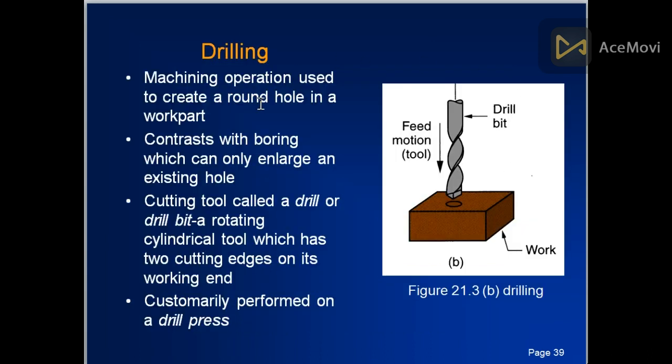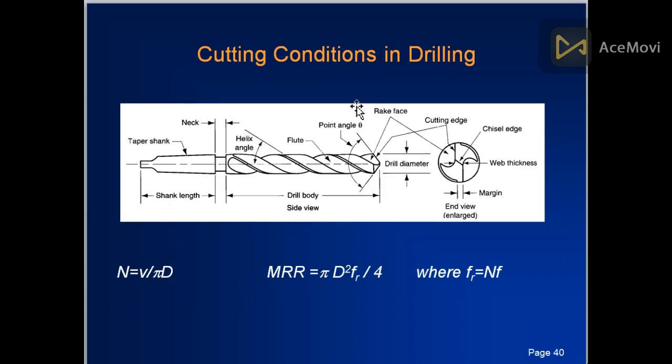Drilling is a machining operation used to create a round hole. Boring is enlarging the hole and drilling is creating a hole. The cutting tool is called a drill or drill bit, customarily performed on the drill press.